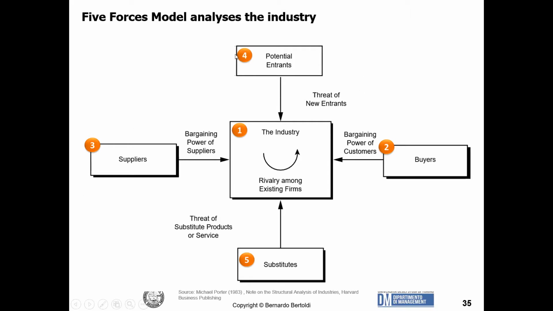The addition number four is potential entrants into the industry, and force number five is substitutes for the industry. The entrants are those who want to enter the industry because it's a high profitability industry, there is growth or whatsoever. Substitutes are product makers who do not want to enter the industry. They're just doing something that is similar to what you are doing.